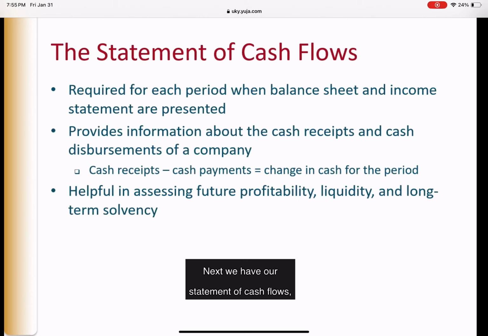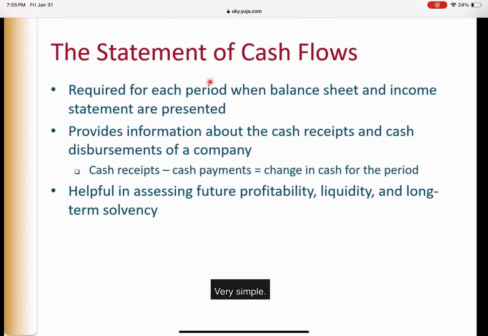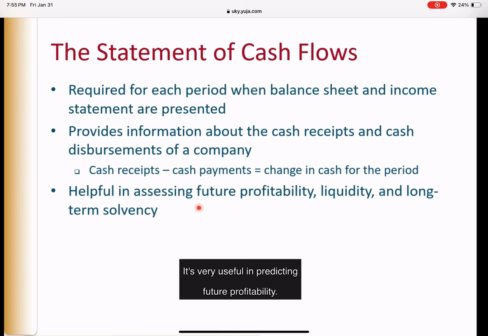Of course, next we have our statement of cash flows. Some basics about it that you should keep in mind. It's required. Whenever accountants prepare the annual report, along with the balance sheet and income statement, they have to show a statement of cash flows. Very simple. You're saying just the cash receipts less all your cash disbursements. That's going to give you your change in cash for the period. And it's very useful in predicting future profitability.